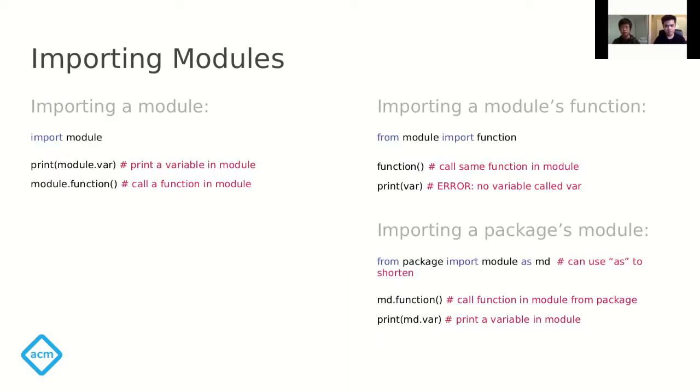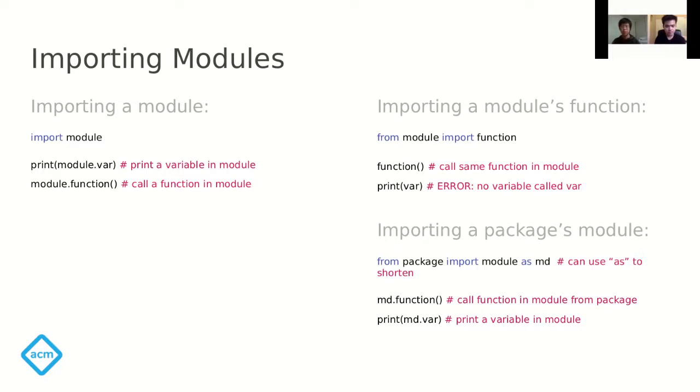And lastly, last workshop we learned how to import modules. So say you wanted to import something like time or a time function, you would have to import that into your file. So here you would import a module, and then from there you're able to access all the variables within module as well as all the functions within module. So here you can print out module.var, which is a variable in module, and you can also call a function in module, like module.function. There are other tricks you can do with importing.